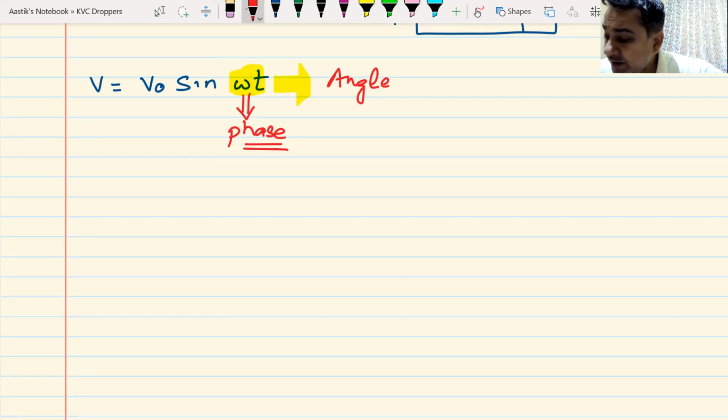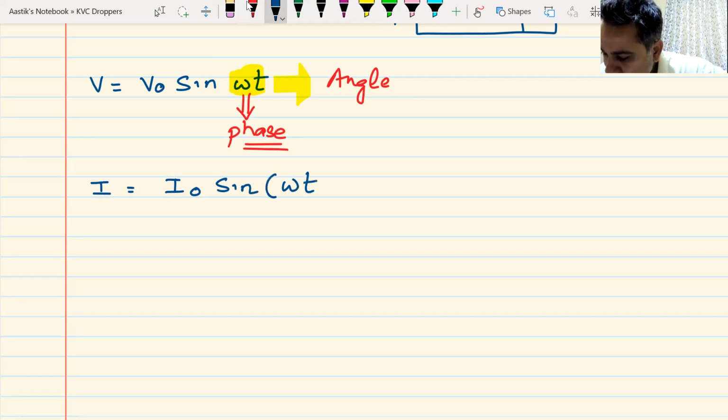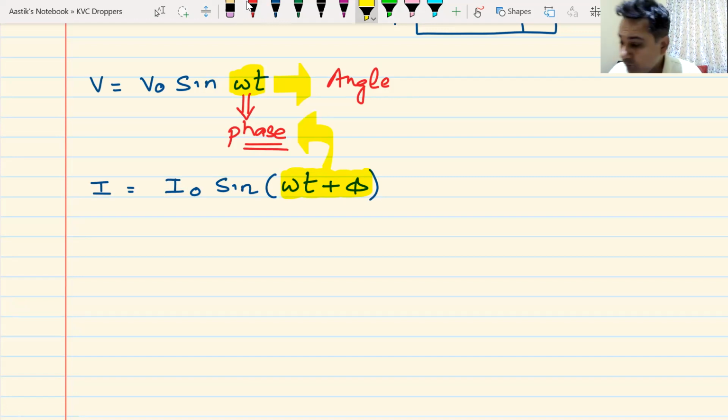Now I write a different equation. I write the equation of current in this circuit. And I write it like this: I naught sine of omega t plus phi. Again, omega t and phi both are angles. Now, what will be the phase of this current? If I talk about the phase of this current, this entire thing would be the phase of this current. Yes or no? Whatever is inside sine is the phase of this current or phase of this voltage. Yes or no?